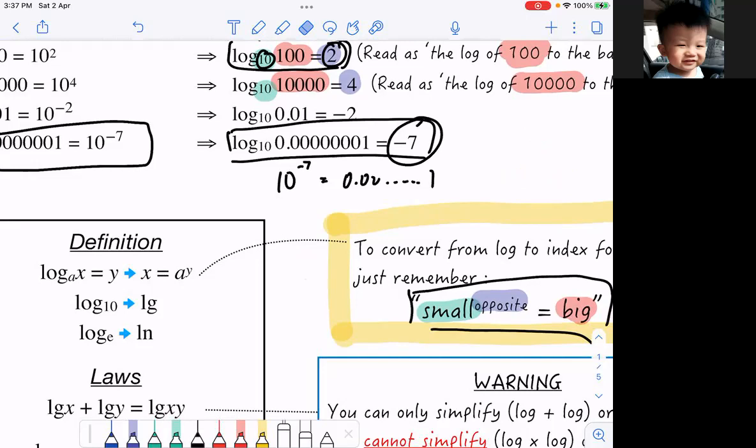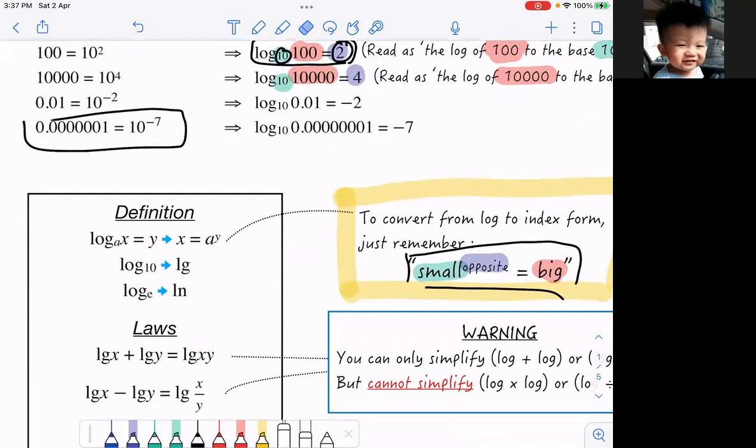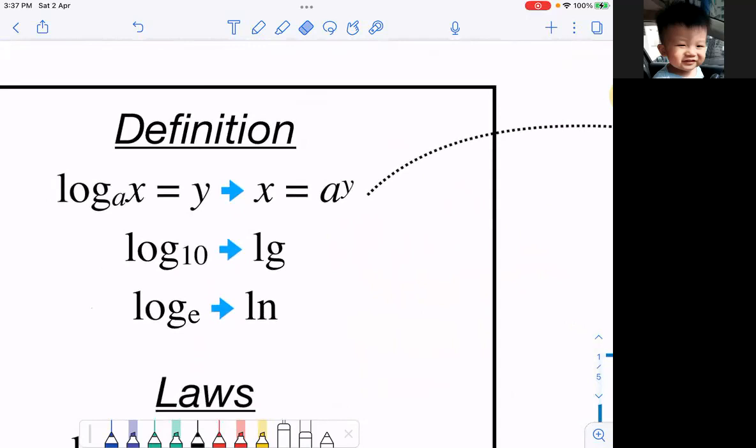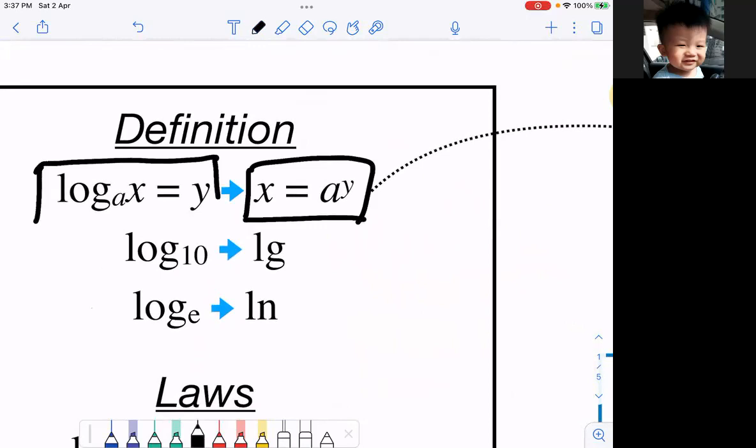In your school, they will slowly give you a lot of exercises to get you through all the rules. For me, I will go a bit quick. So let's zoom in to the definition. I know it looks a bit ugly already. This is the index form. This is the log form. The first thing you must get used to is to convert between index and log form. How do I do that? I just memorize small to the opposite is big. Okay.